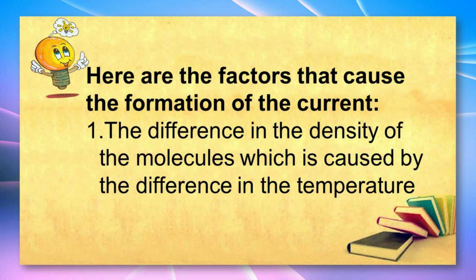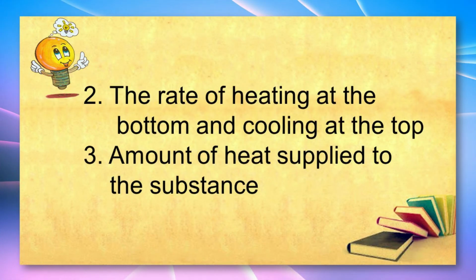Here are the factors that cause the formation of the current. First is the difference in the density of the molecules, which is caused by the difference in the temperature. The second one is the rate of heating at the bottom and cooling at the top. And the third one is the amount of heat supplied to the substance.